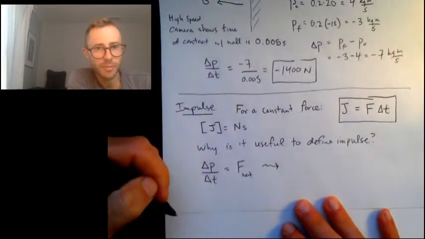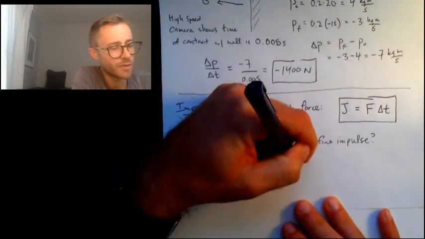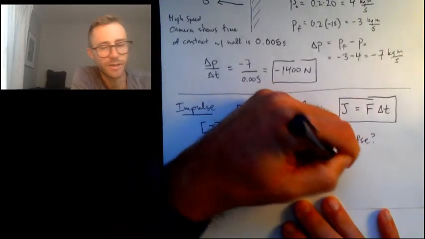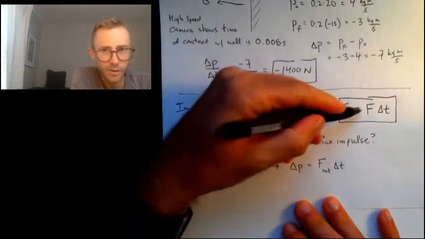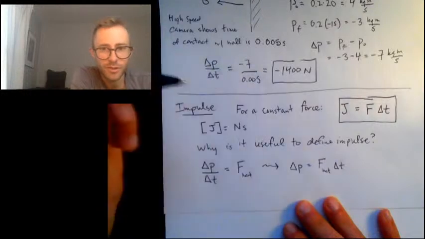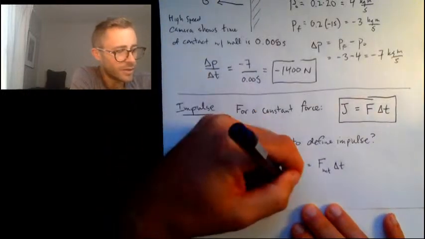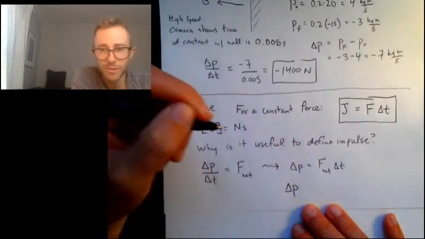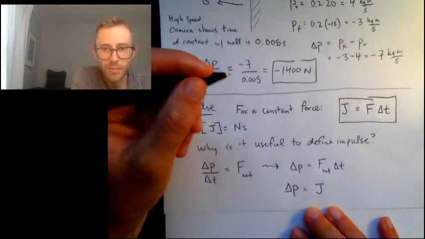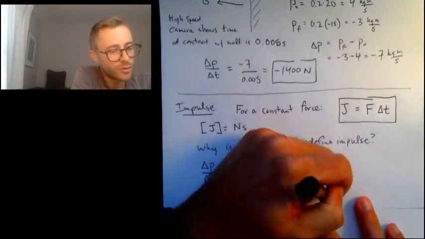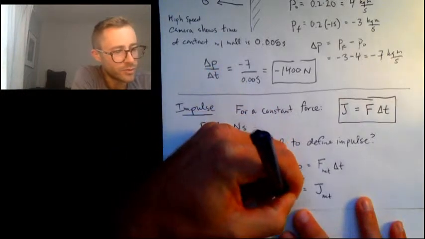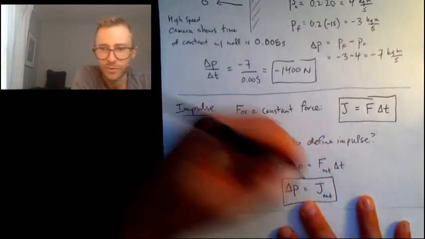If I multiply both sides by delta t, I get change in momentum is equal to the net force times delta t. But hey, look, impulse is force times delta t. So what that means is that the change in momentum of an object is equal to the impulse, but not just any impulse, the impulse due to the net force.